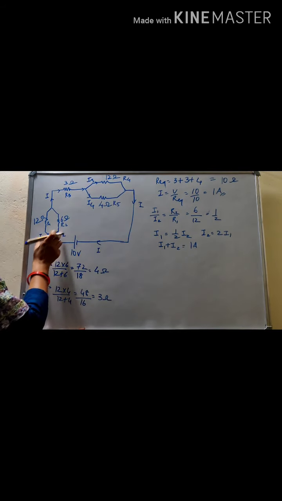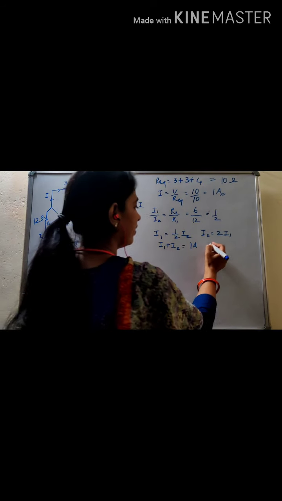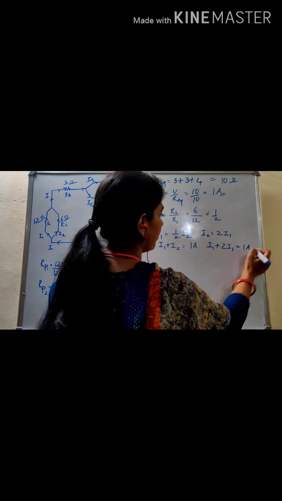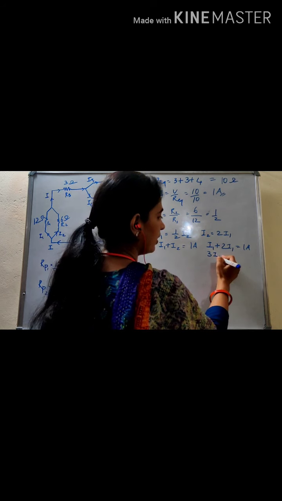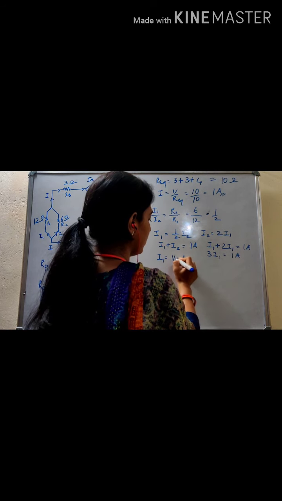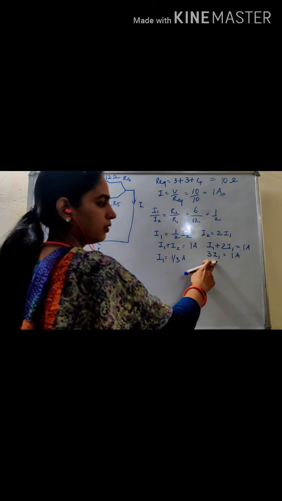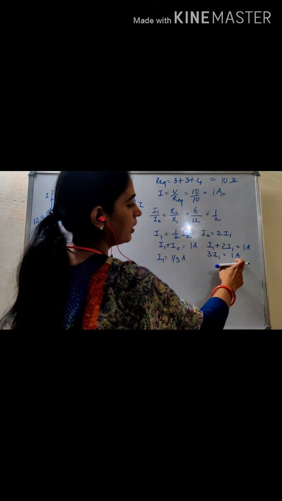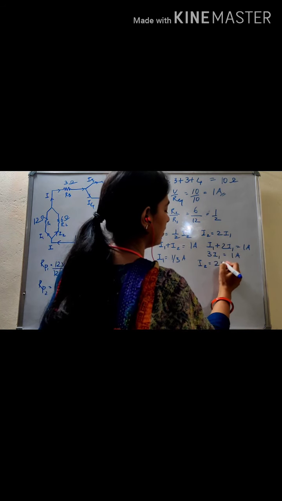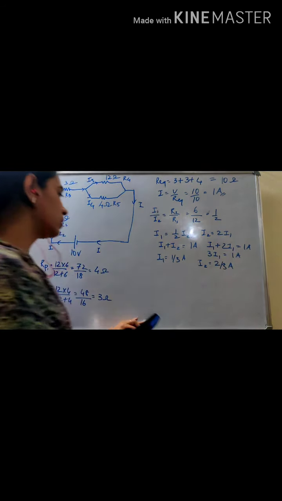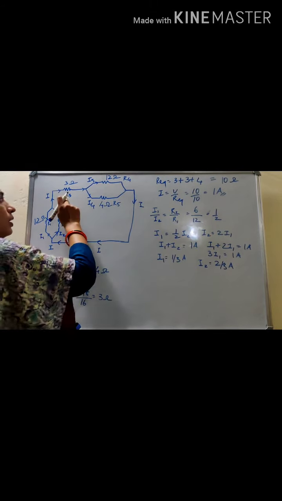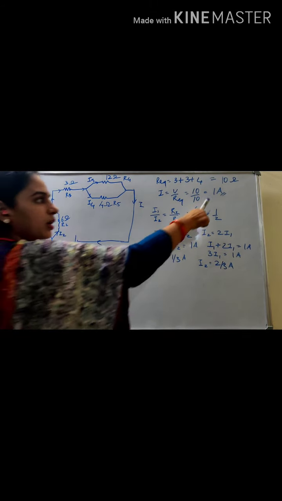Plus we know that I1 plus I2 is equal to 1 ampere. See, this 1 ampere is getting divided into I1 and I2. So we can write I1 plus twice I1 is equal to 1 ampere. So thrice I1 is equal to 1 ampere, or I1 is equal to 1 by 3 ampere. If I1 is equal to 1 by 3, then I2 is equal to twice into 1 by 3, that is 2 by 3 ampere. So we got the current through I1 and I2. What will be the current through R3? The current will be I, that will be 1 ampere only.